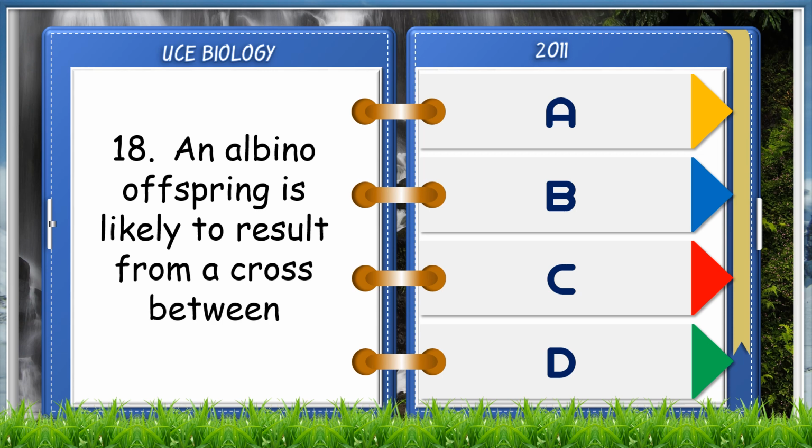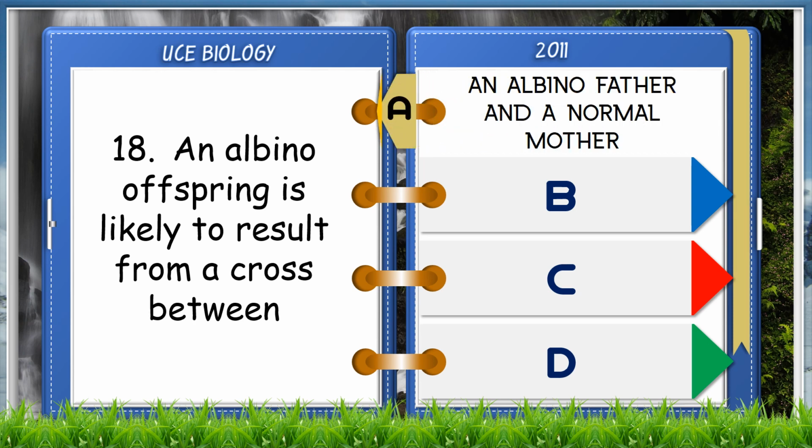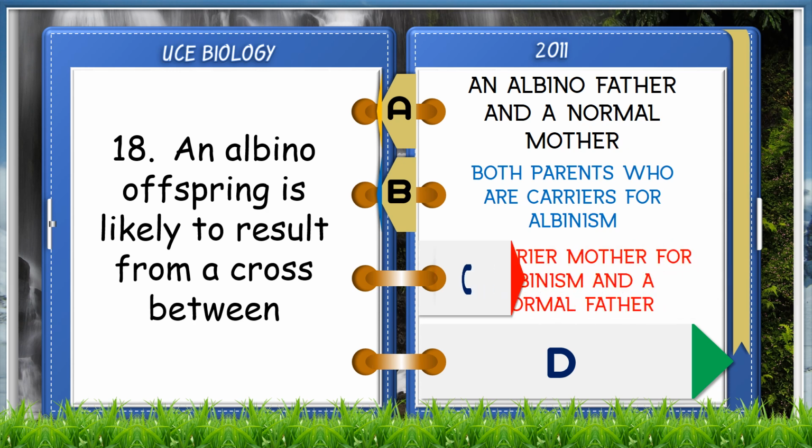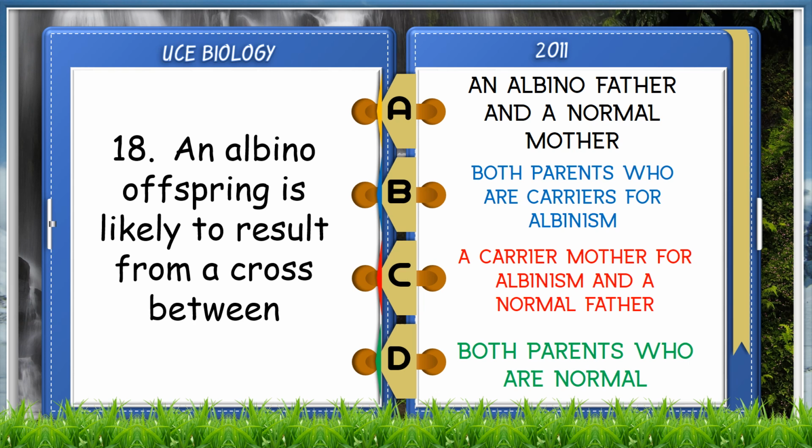An albino offspring is likely to result from a cross between A. An albino father and a normal mother. B. Both parents who are carriers for albinism. C. A carrier mother for albinism and a normal father. D. Both parents who are normal.